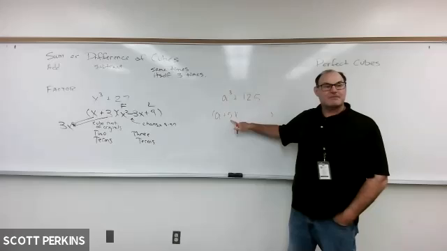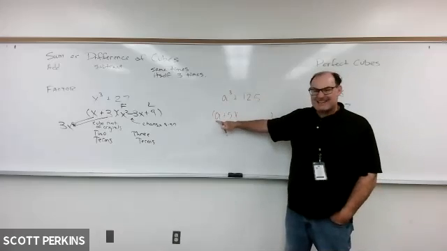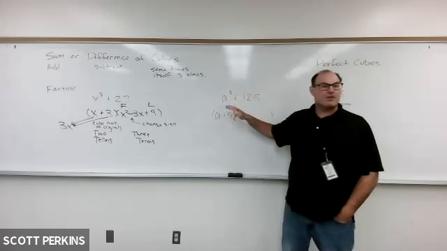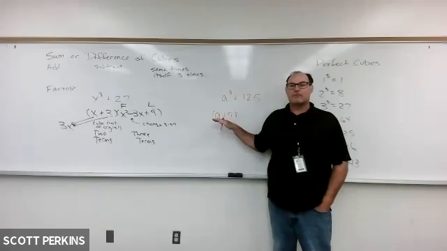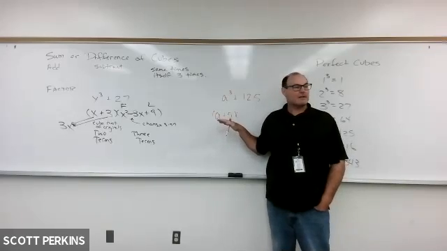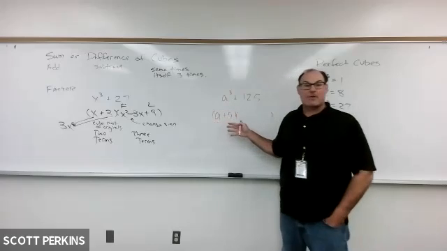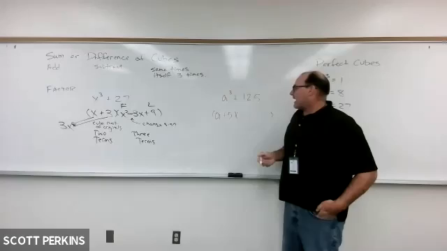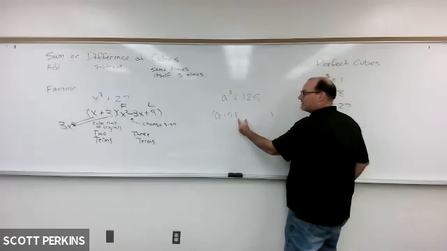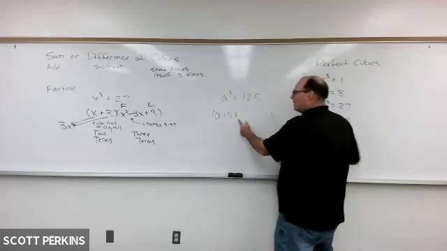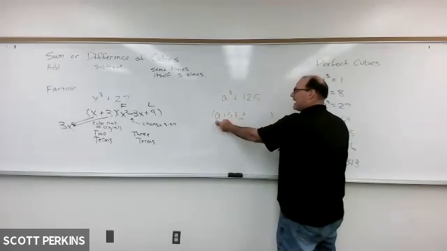5 times 5 times 5 gives me 125. A times A times A gives me A cubed. Anybody got a concern so far? Please let me know. If something's not clear, if I'm not doing a good job, I need to know that. Okay, then my first here, what am I going to put as my first right here? Okay, A squared times A is A cubed.